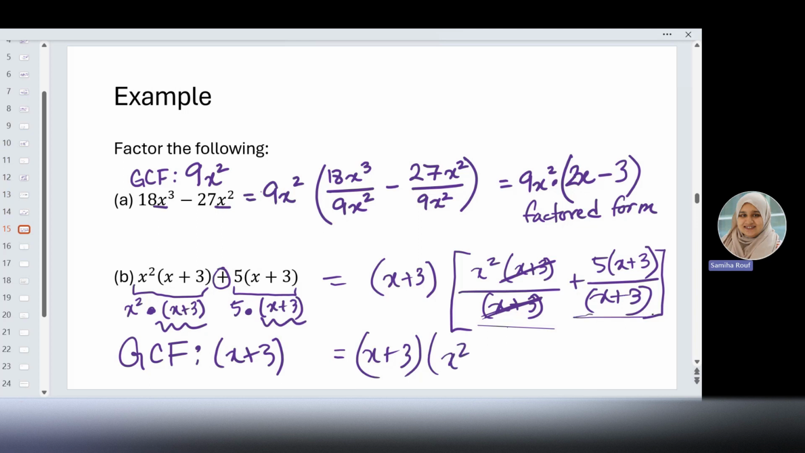Now looking at this one, same idea. Everything in the numerator, everything in the denominator is in factored form. They're in a form where everything's being multiplied. Hence, this x plus 3 can divide out this x plus 3. So we're left with plus 5. And now this is in complete factored form.